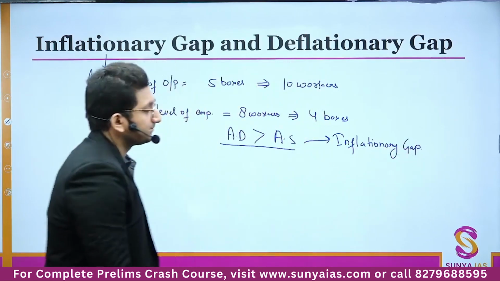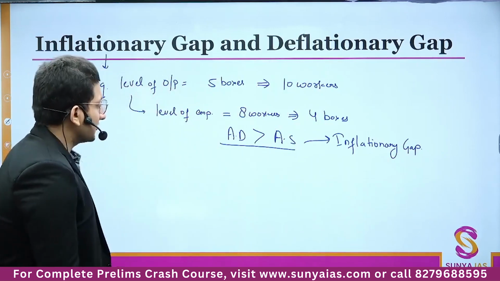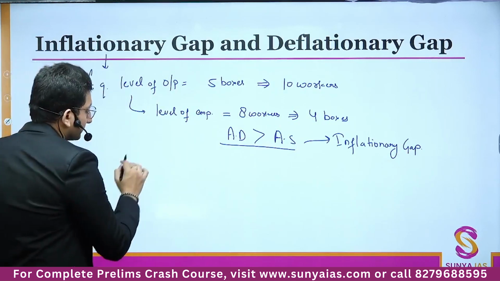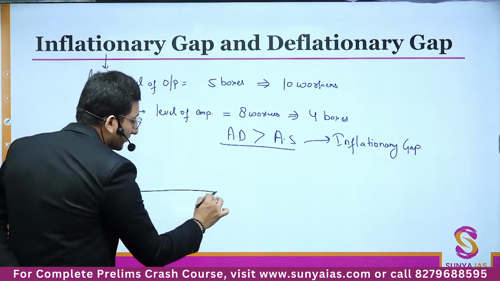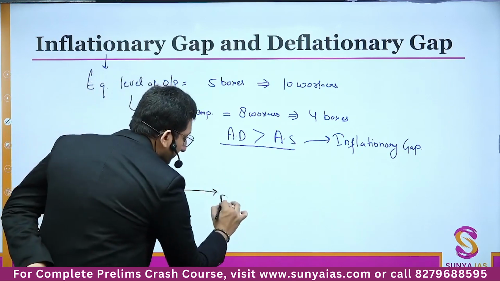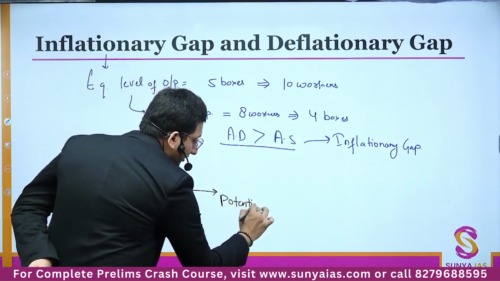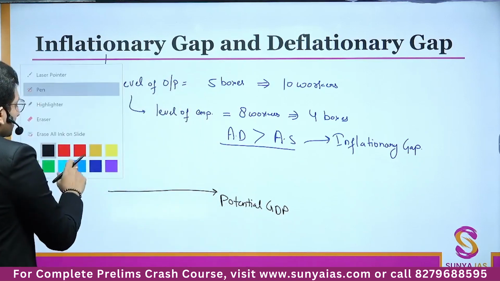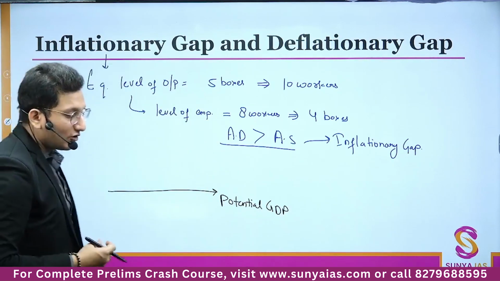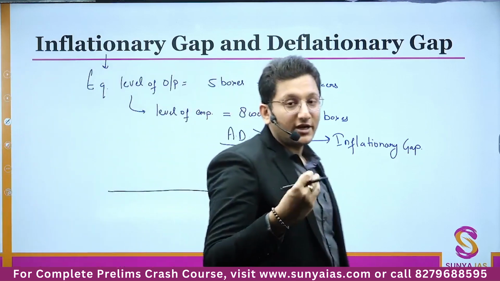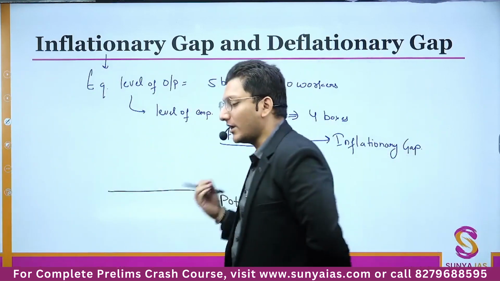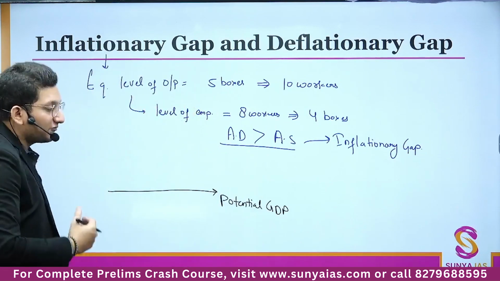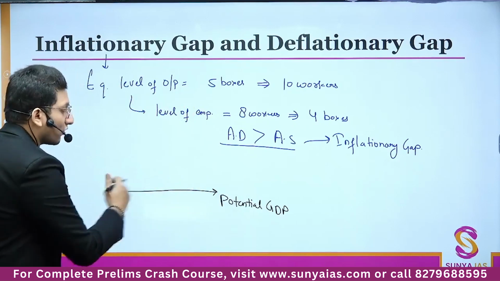Inflationary gap. Ek aur example se samajhte hain isko, ek aur tarike se samajhte hain. In the previous class guys we have studied about the potential GDP. पढ़ा था ना लास्ट में potential GDP, right? Potential GDP is nothing but the equilibrium level of, or you can say a long term sustained economic growth. कि भाई इस तरीके से चलेंगे तो सब कुछ normal चलता रहेगा, लंबे time तक चलता रहेगा. But the actual GDP differs a lot from it, right?